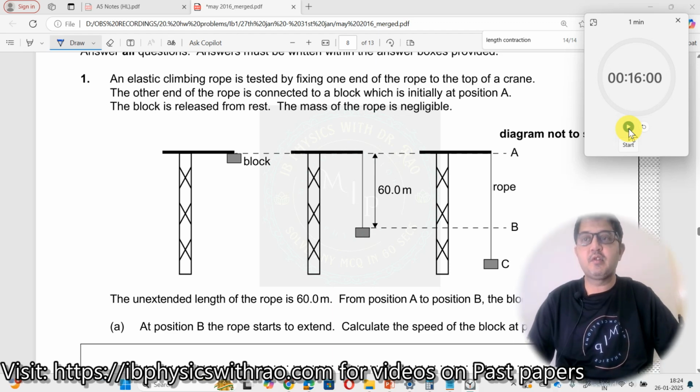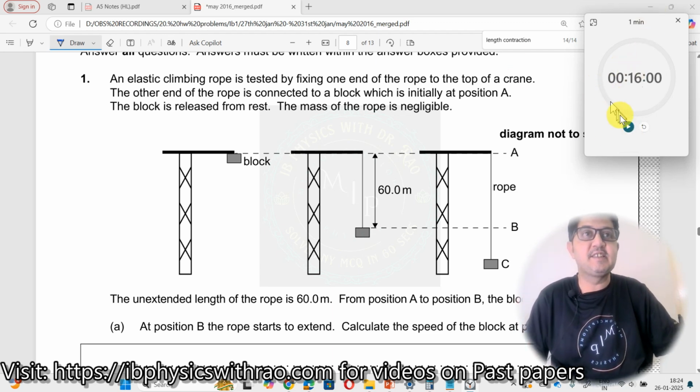Okay, question number 4, and this question is for 16 marks. So I have taken 16 minutes to solve this. Let us see. Right.